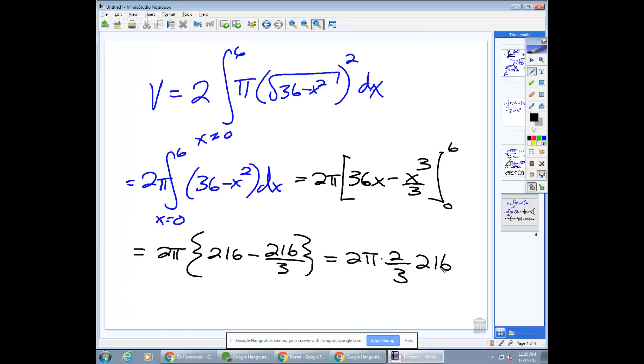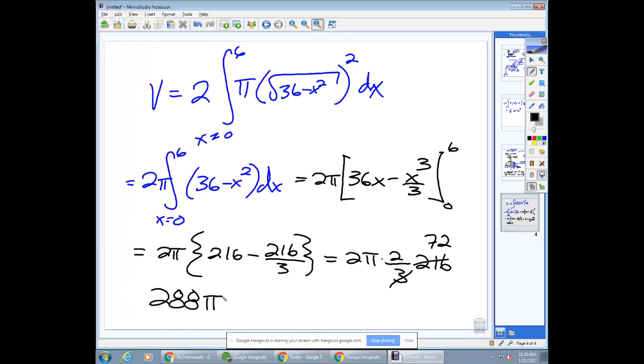Okay. So let's see, 3 goes into 216, what, 72 times? Is that right? 3 goes into 21, 7. 3 goes into 6 twice. Yep. Okay. Double 72, we get 144. Double that, we get 288. Okay, 288 pi. How's that? Yeah, that's what I got. All right. Well, good thing we're checking.